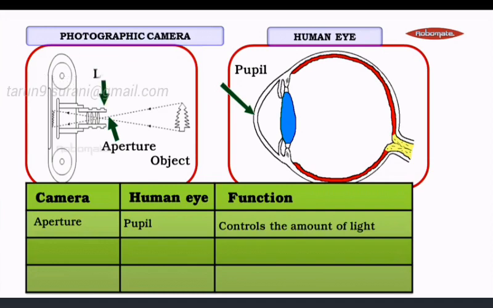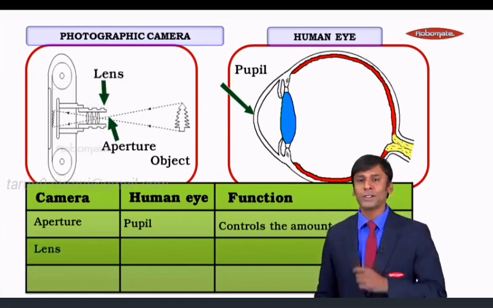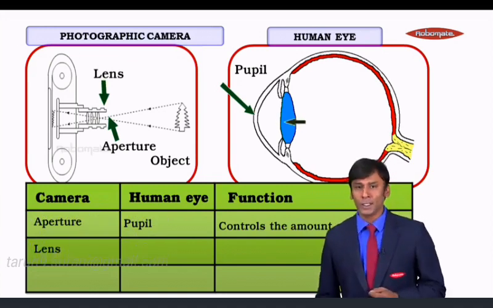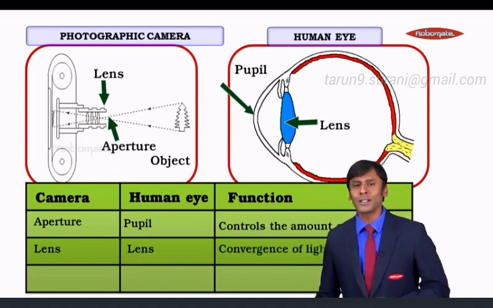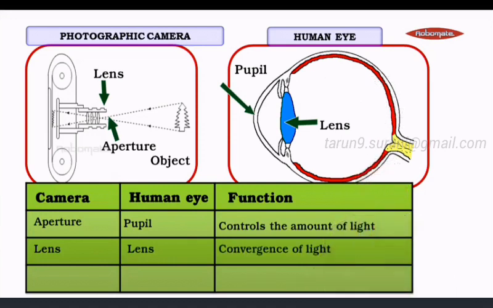Coming to the second organ, which is similar, this particular second organ is a lens. A camera contains a lens. A human eye also contains a lens. And what is the function of the lens? Of course, convergence of light.